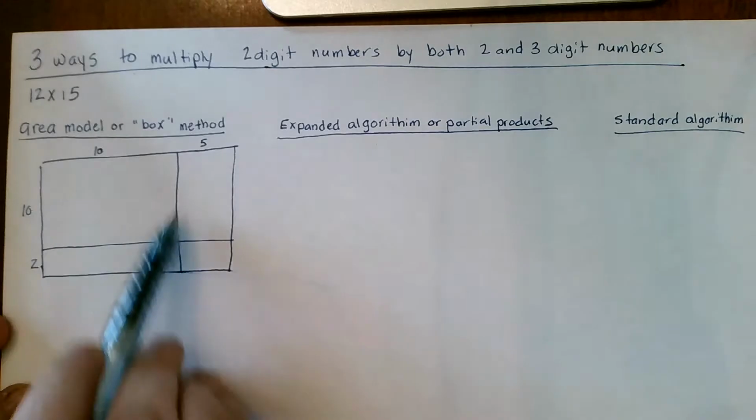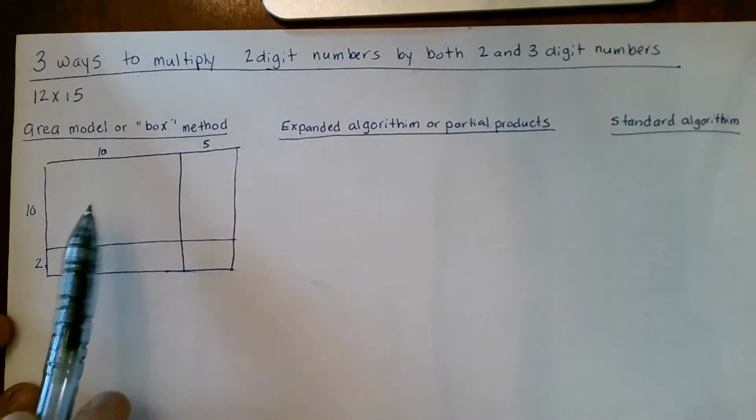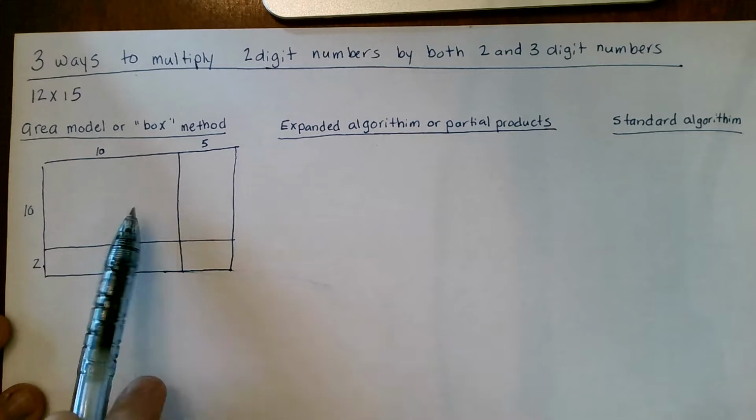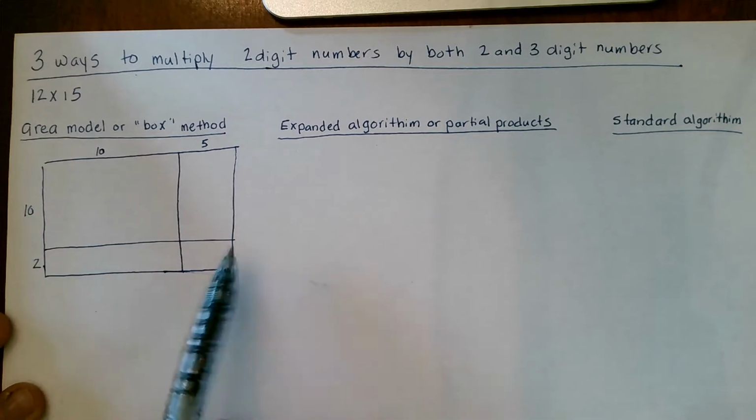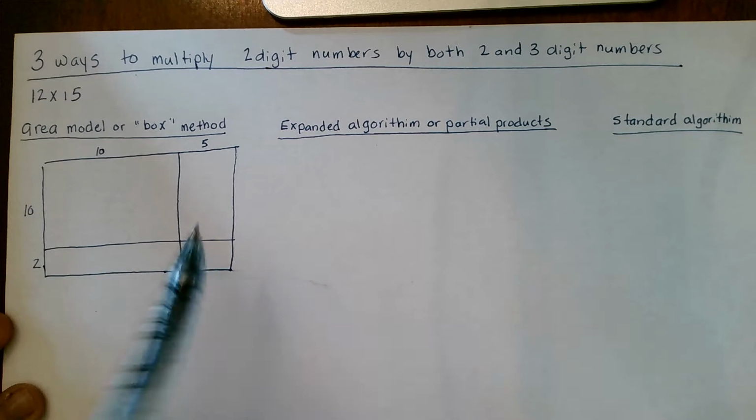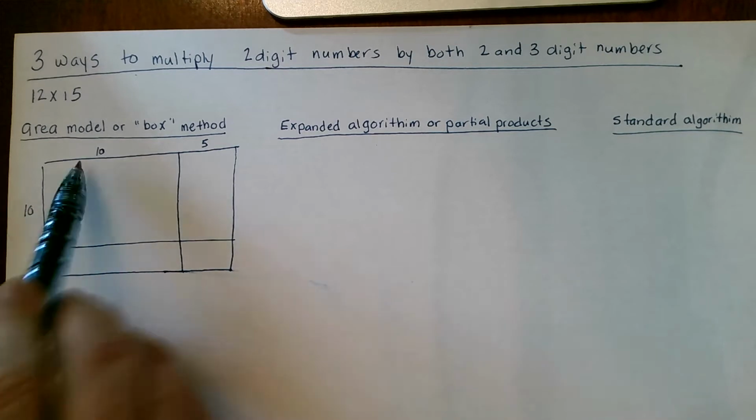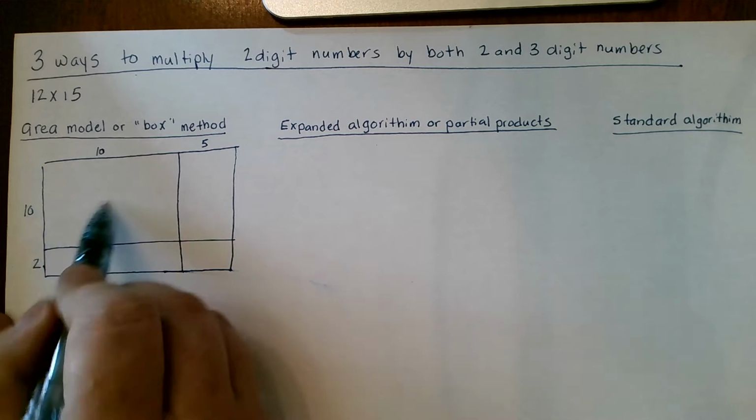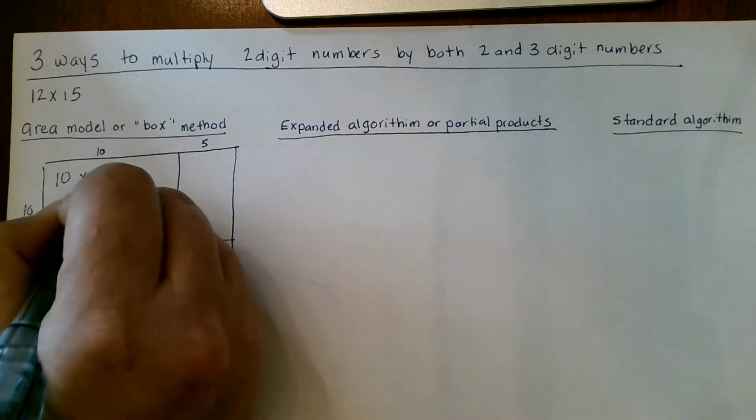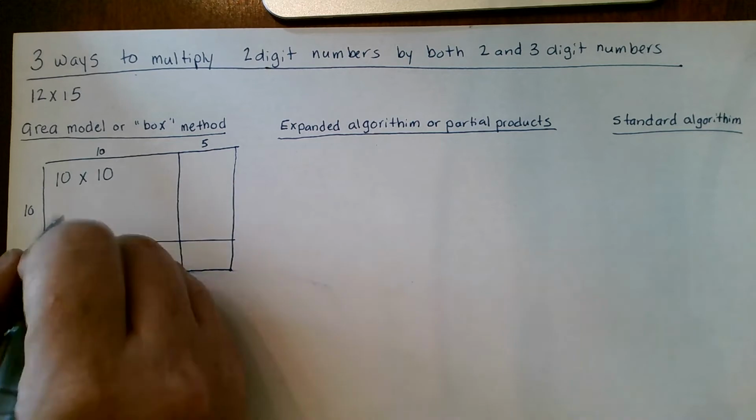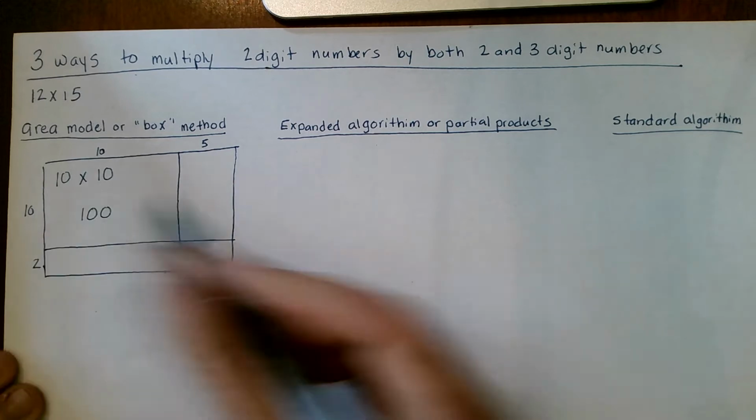So this kind of spatially shows them how their number should be. So this should be the biggest number. This should be the next biggest number. This will be the next biggest number, and this will be the smallest number. So in each box, you're going to multiply the numbers that meet in that box. So this big box would be 10 times 10. So 10 times 10 is 100.